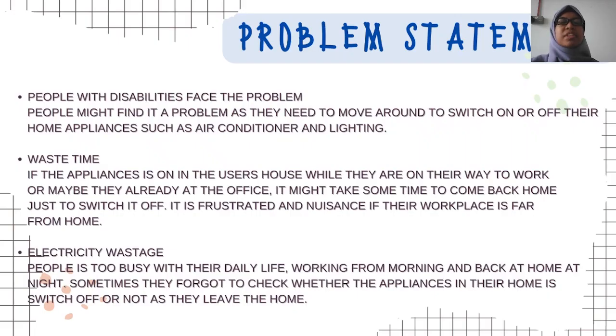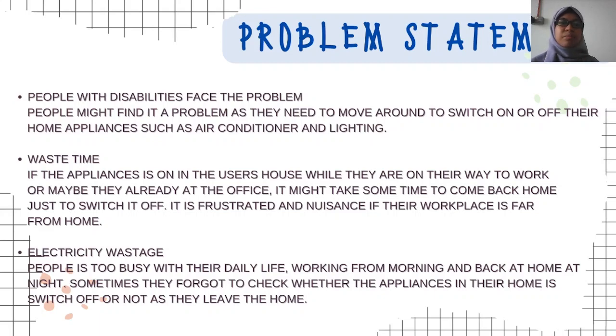Okay, this is the problem statement. For this project, there are three problem statements. First, people with disabilities face a problem: they need to move around to switch on or off their home appliances such as the air conditioner and also lighting.